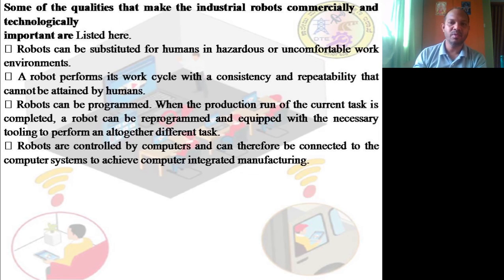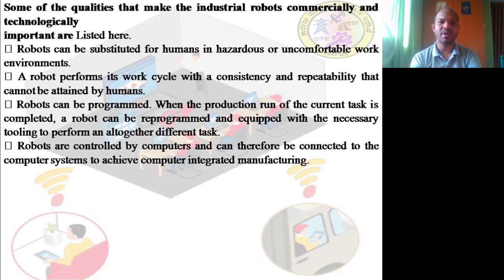Say for example, if I want to pick and place one sample from one place to another place, it may be easy. The same for 100 numbers, or 1,000, or lakhs together, is not possible for humankind. It is only because a monotonous work can be performed with more accuracy and precision by these robots. A robot performs its work cycle with a consistency and repeatability that cannot be attained by humans.